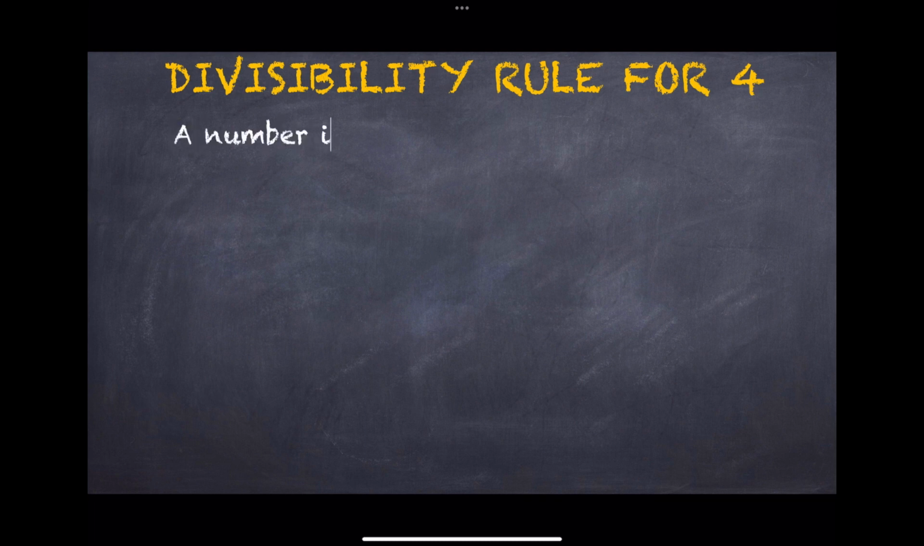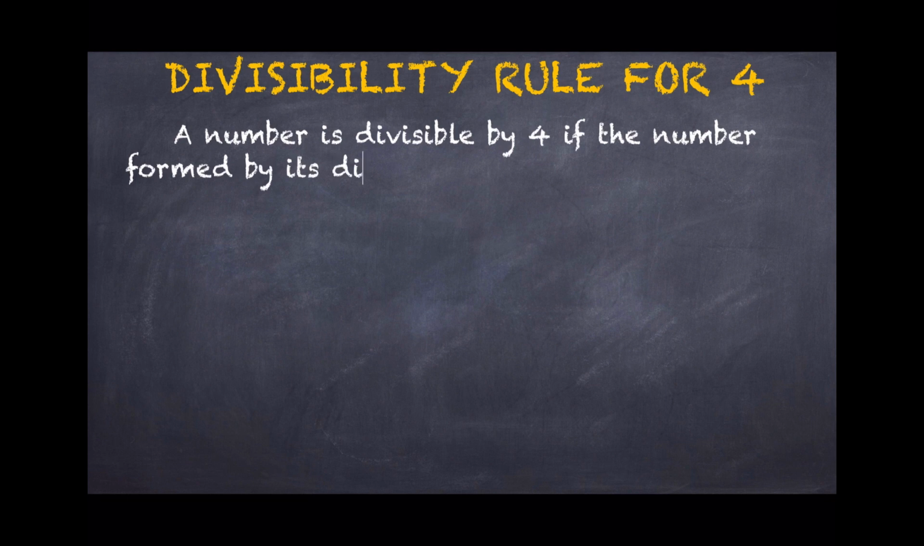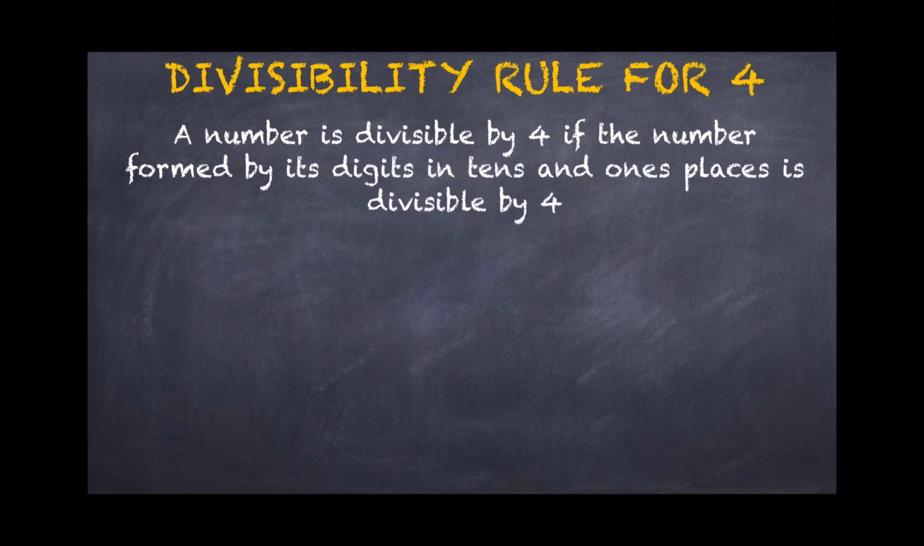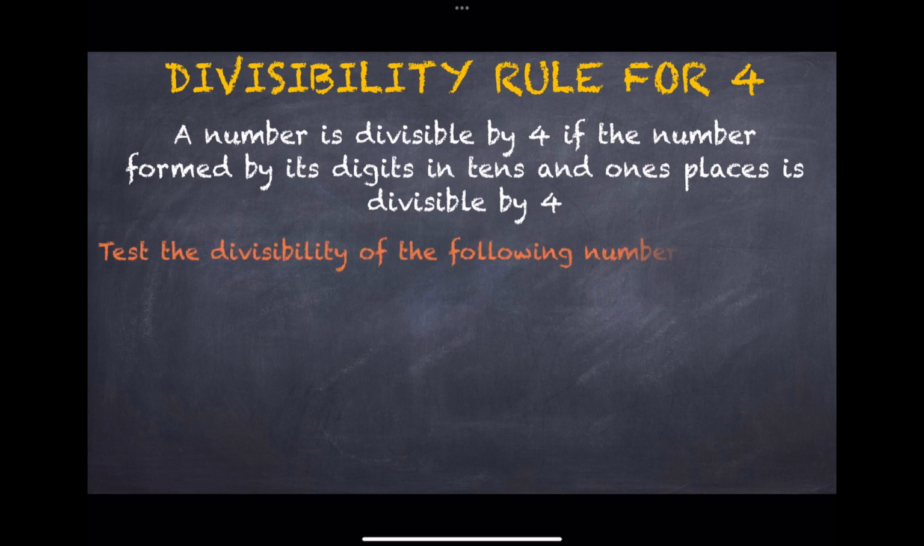Divisibility rule for 4. A number is divisible by 4 if the number formed by its digits in tens and ones places is divisible by 4. Let us apply this rule to test the divisibility of the following numbers by 4.